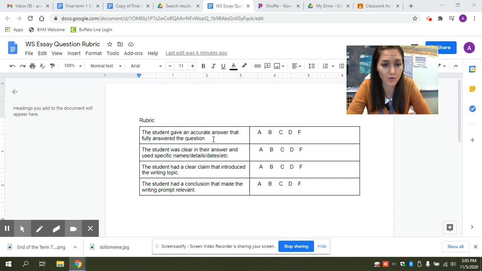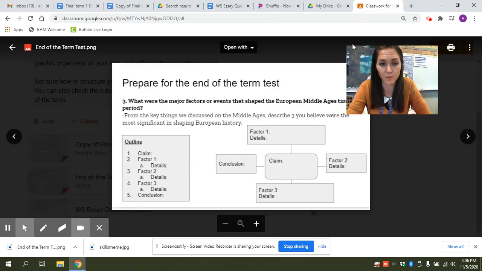So make sure that you have an answer that fully answers the question. Make sure that you're clear in your answer. You use specific names, details, and dates. Make sure you have a clear claim, and make sure you have a concluding sentence that makes the writing prompt relevant. A lot of people just forgot about the concluding sentence. It's not like the most important part about writing, but it's still a necessary part of the writing process.